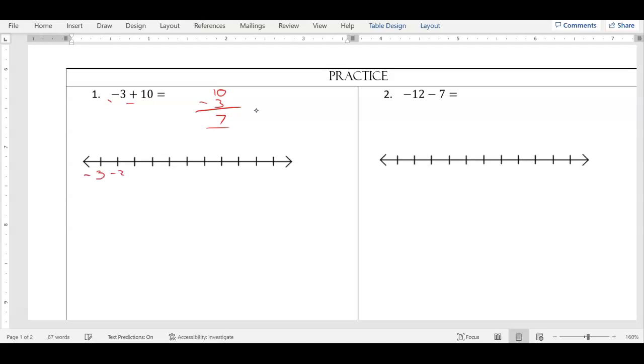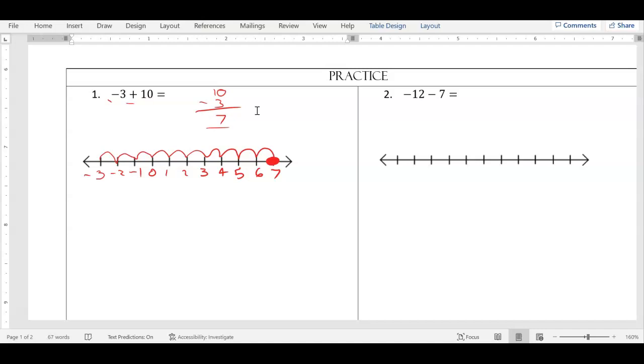We're going to start with -3 on the left and ascend to the right. And we just got to count plus 10. Adding 10 means going to the right 10. Make sure you put a shaded in circle. Okay.